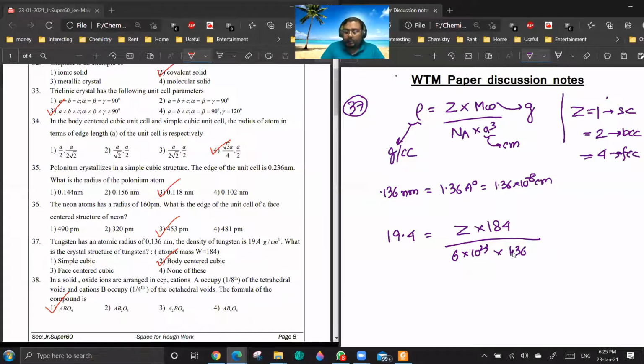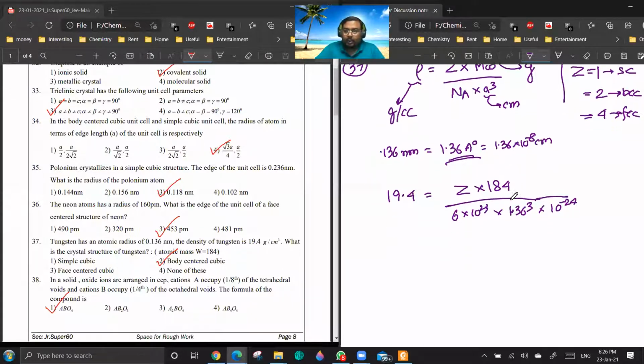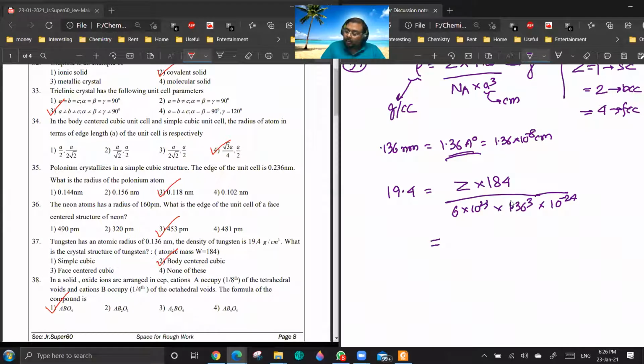It's very beneficial if you always convert it into angstroms, because then when you convert angstroms into centimeter, you'll get 10 to the power minus 8 centimeter. Are you getting the point? Then when you do the cube, it will be 10 to the power minus 24, which will cancel out 10 to the power 23 easily. So then your calculation will become a bit simple. So this will go like 10 to the power minus 1, so it will be like Z into 1840 by 6 into 1.36 whole cube.